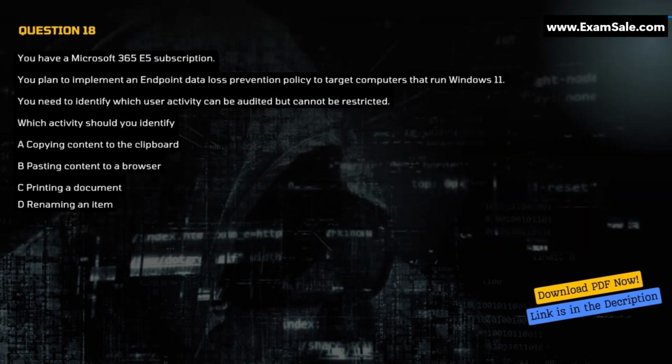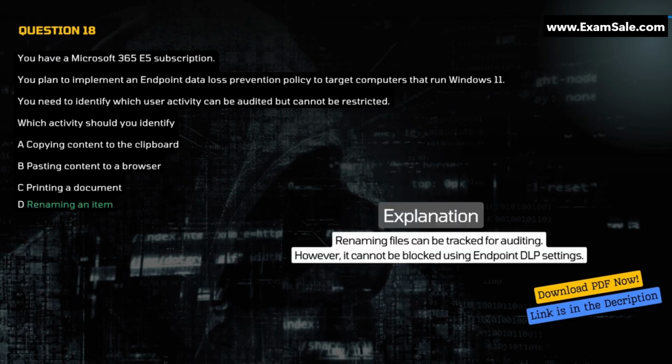Question 18. You have a Microsoft 365 E5 subscription. You plan to implement an endpoint data loss prevention policy to target computers that run Windows 11. You need to identify which user activity can be audited but cannot be restricted. Which activity should you identify? A. Copying content to the clipboard. B. Pasting content to a browser. C. Printing a document. D. Renaming an item. Correct answer is D. Explanation: renaming files can be tracked for auditing. However, it cannot be blocked using endpoint DLP settings.